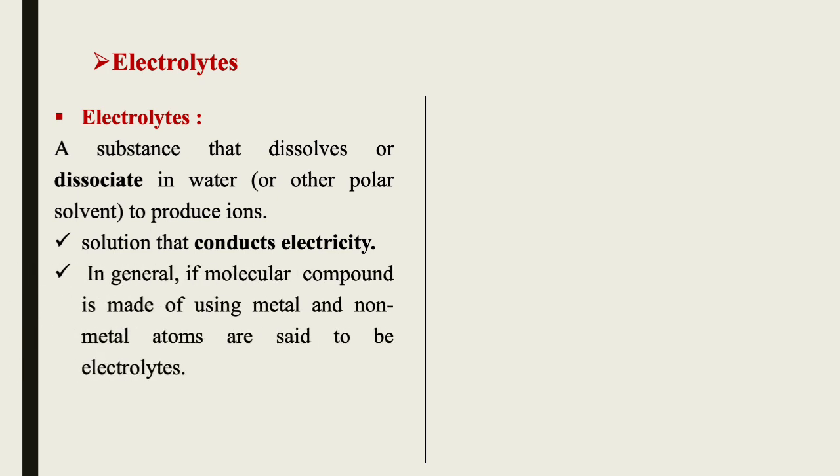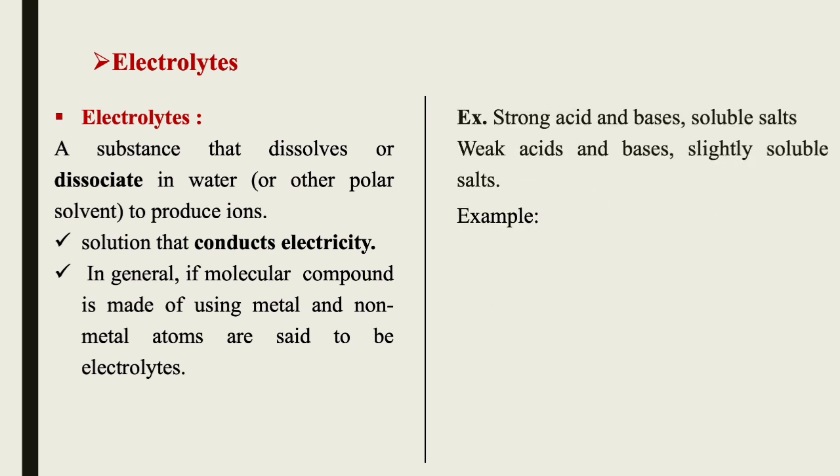In general, if a molecular compound is made up of metal and non-metal atoms, it is said to be an electrolyte. So the first condition is that your solution has to be conducting. It should conduct electricity, that is the first criterion, so we call it an electrolyte. So if your compound has non-metal as well as metal atoms, then you can say it's generally a conducting electrolyte.